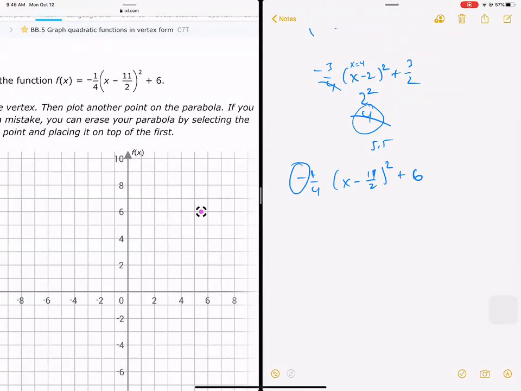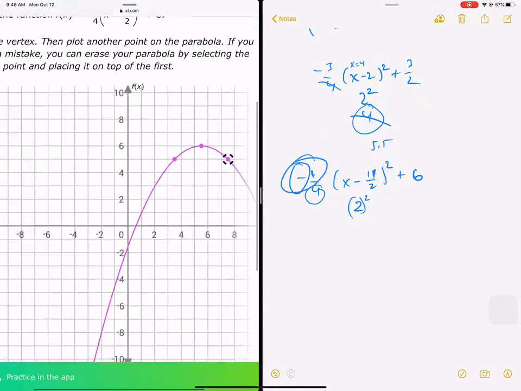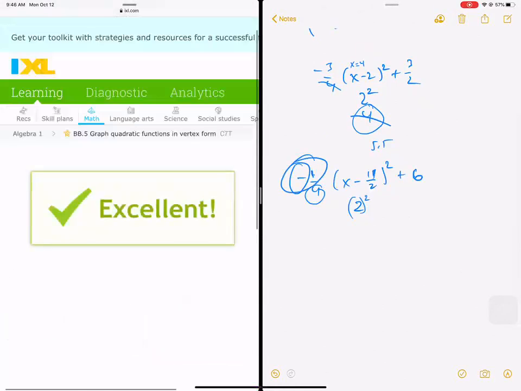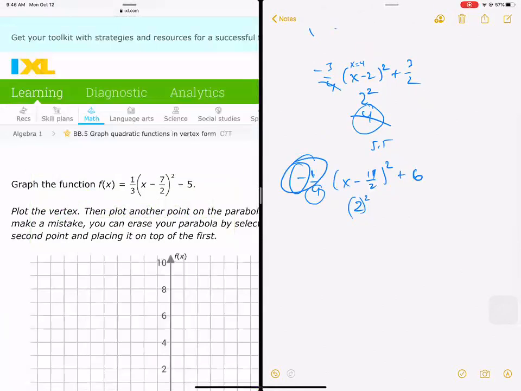So what cancels out with a 4? I need a 2 squared. So we're going to take 2 steps to the right or to the left. 1, 2. And then we're going to go down 1. Right? Okay.